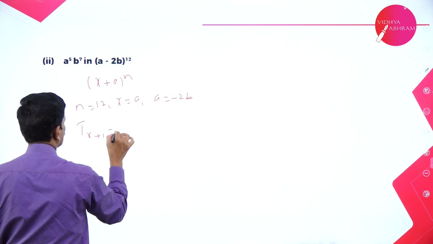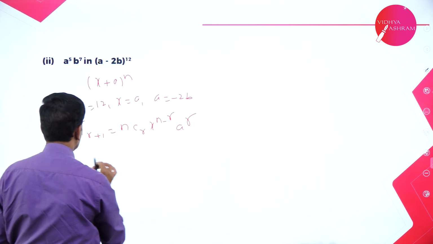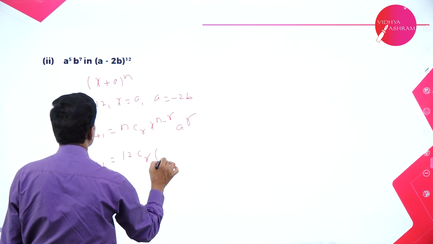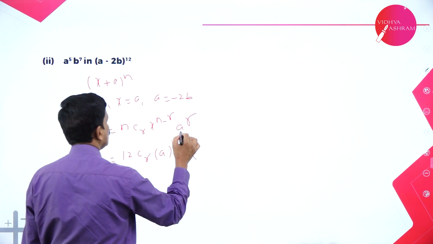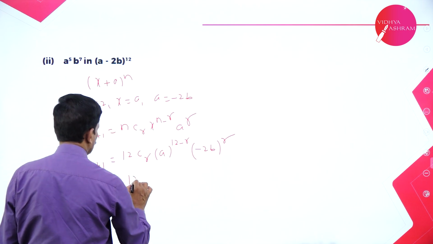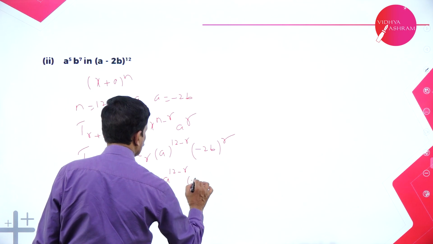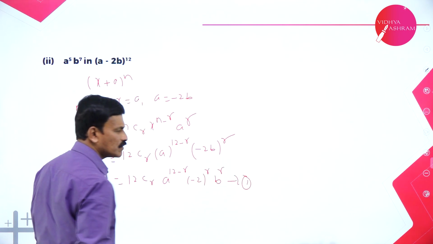T(r+1) is equal to nCr x to the power of n minus r, a to the power of r. T(r+1) is 12Cr. What is x? x is a, to the power of 12 minus r, into a, which is minus 2b, to the power of r. So this is 12Cr, a to the power of 12 minus r into minus 2 to the power of r into b to the power of r. This is equation number 1.